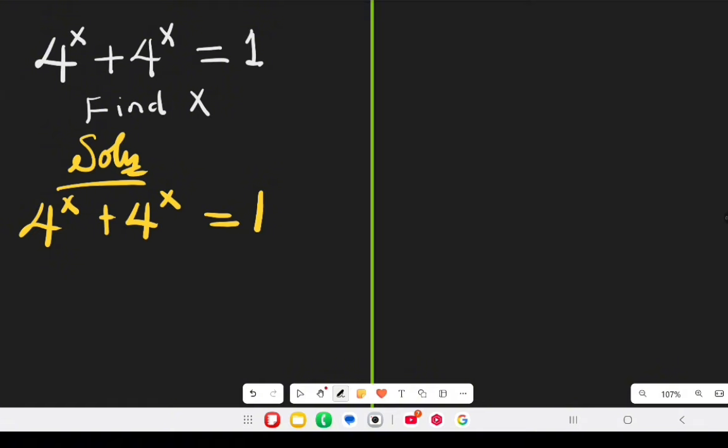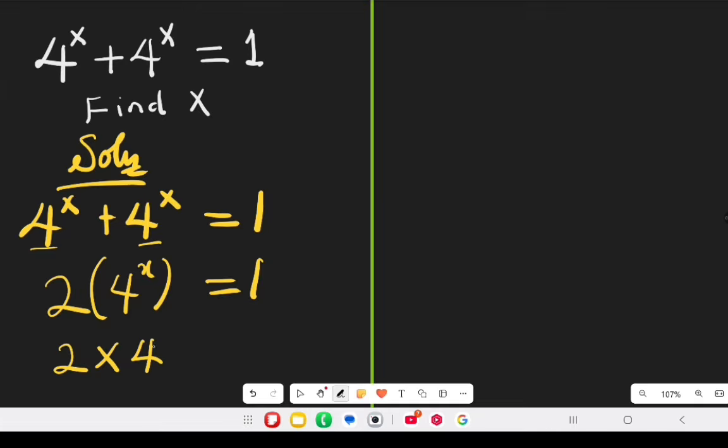Now we have how many 4 raised to the power of x? We can write this as 2 into 4 raised to the power of x equal to 1. And now this bracket means times, which is 2 times 4 raised to the power of x equal to 1. Now we want to express this 4 raised to the power of x in base 2.